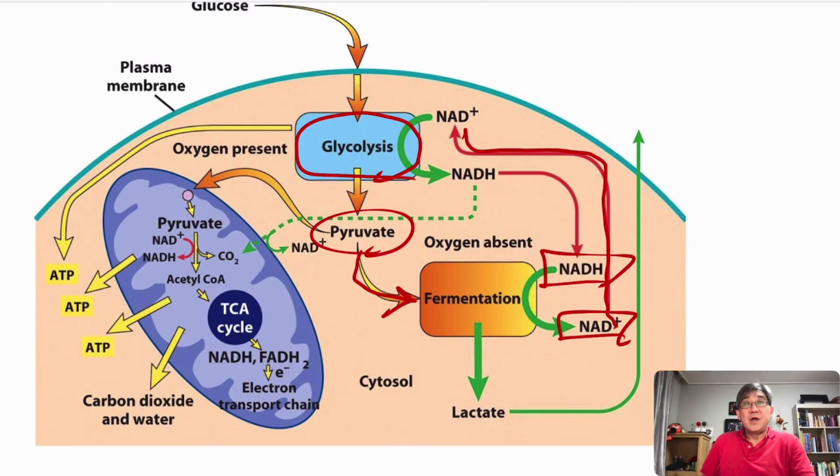So here in animal muscle, lactic acid is being produced. But in yeast, instead, ethanol is produced.